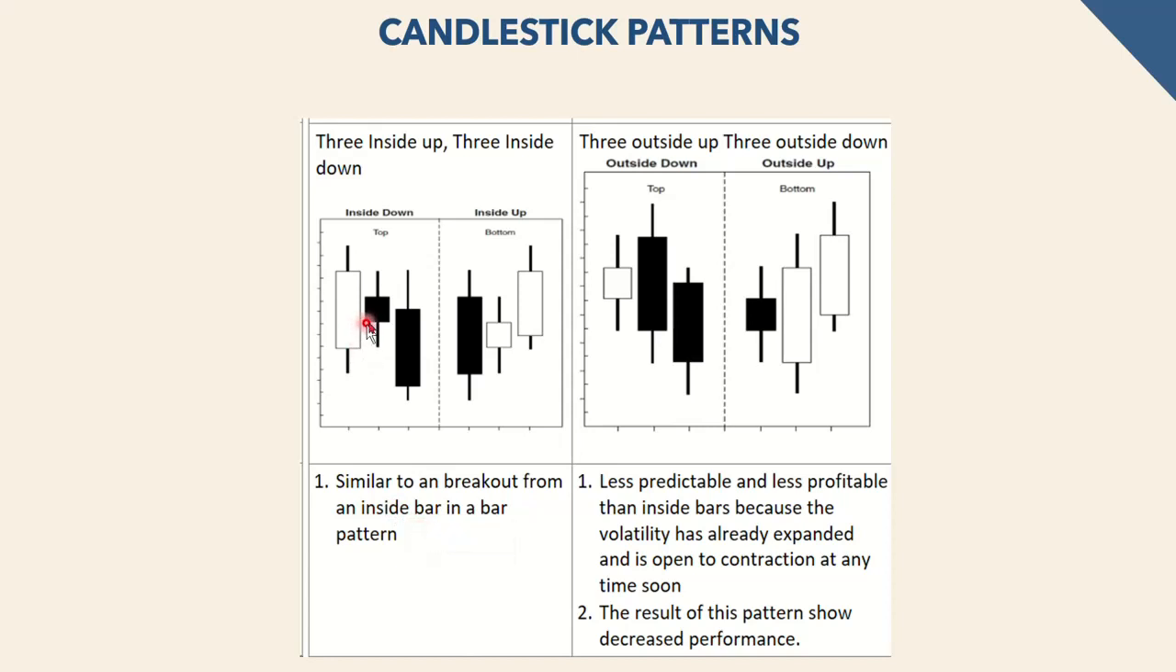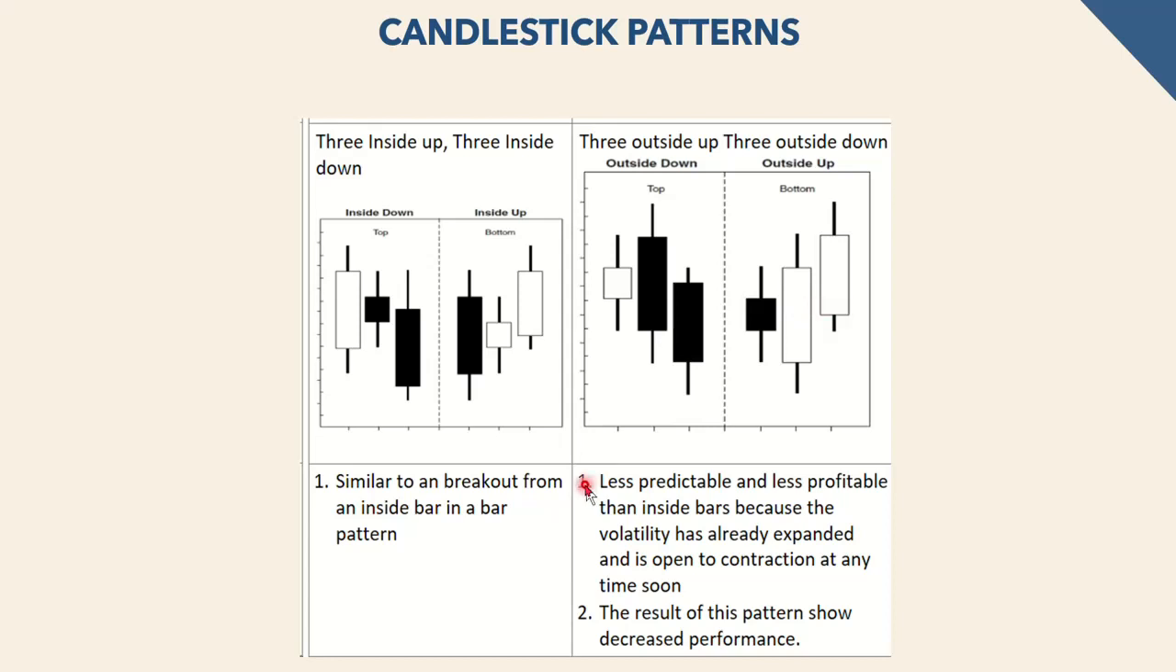The formation is that an inside narrow candle is created and there is a breakout. Inside narrow candle created and there is a breakout upward. This is the top formation and this is the bottom formation. 3 outside up, 3 outside down. First we have a narrow bar. Then the second is like an engulfing. And the third one is a breakout. Narrow bar, engulfing bar, and breakout.